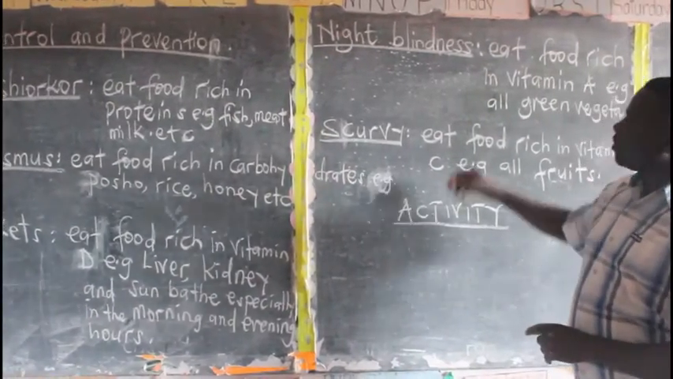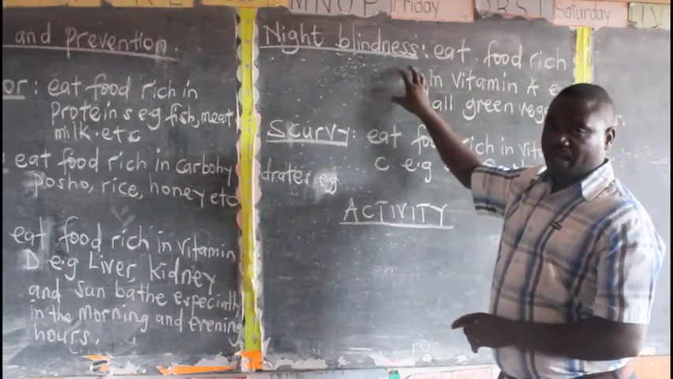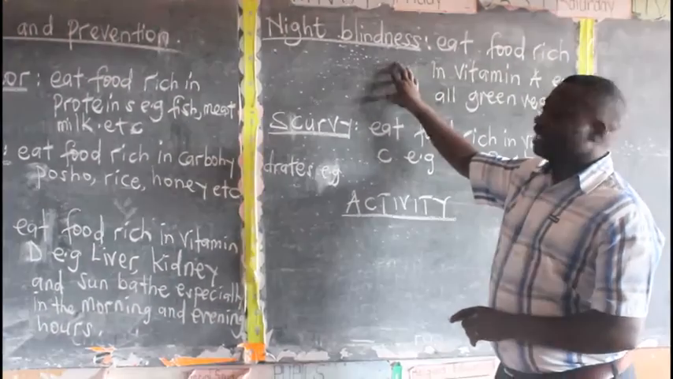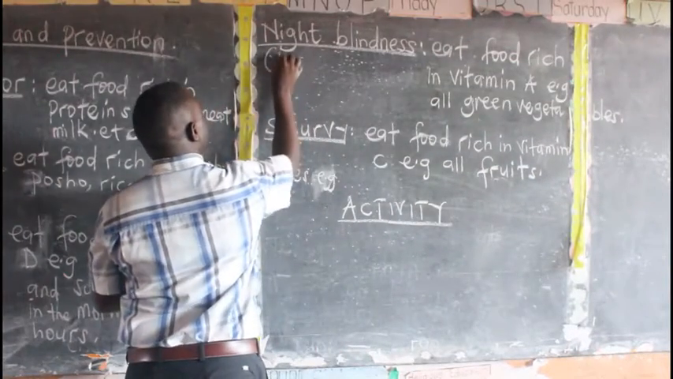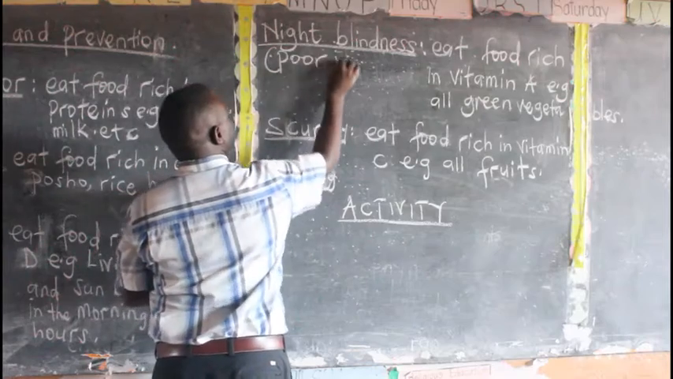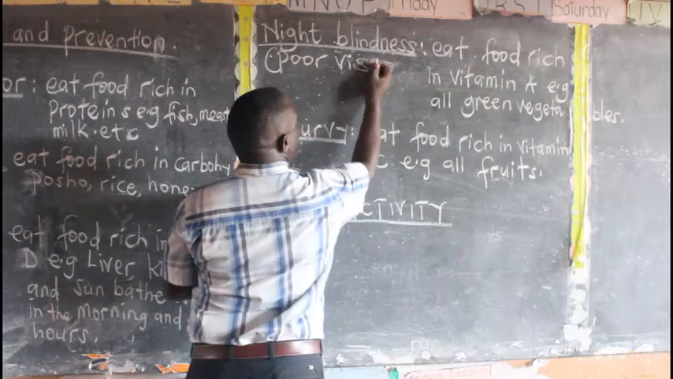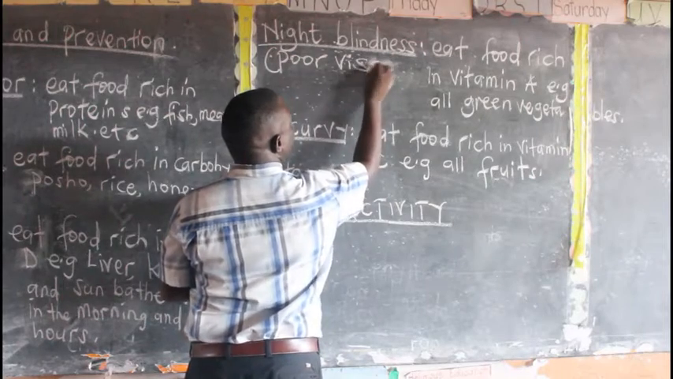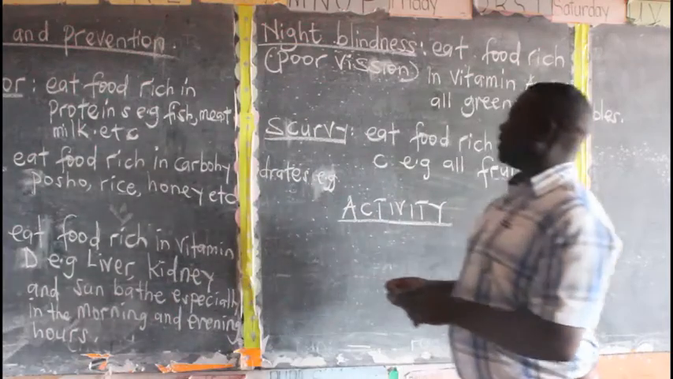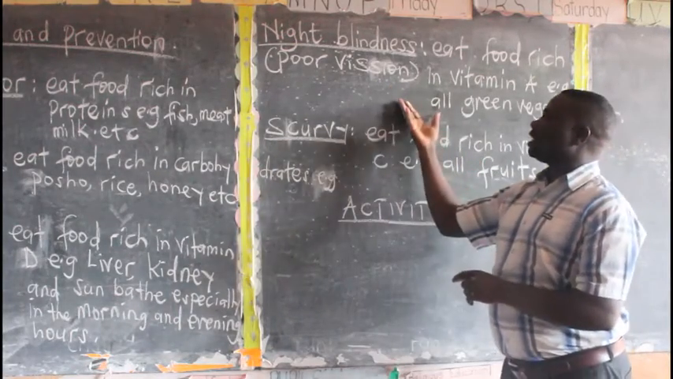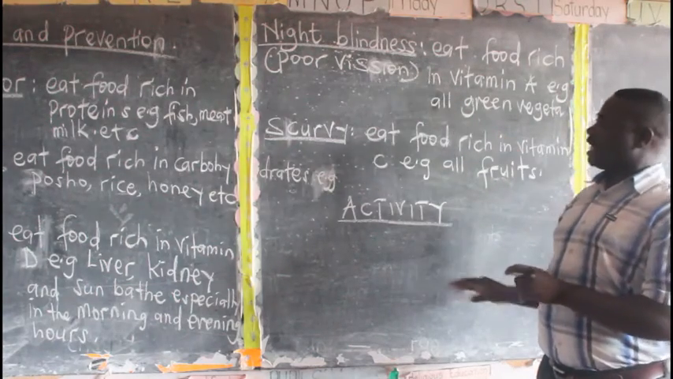Then we have night blindness. When we are suffering from night blindness, you don't see well not only at night, but even during daytime. This is what we call poor vision. You can bracket it here: poor vision. You don't see well, not only at night, but even during daytime.